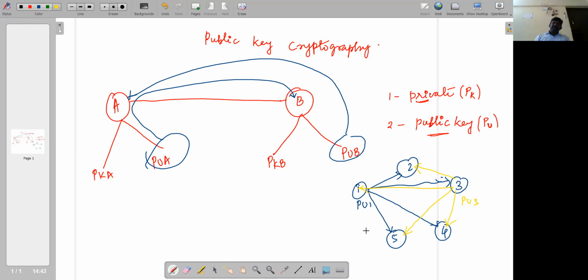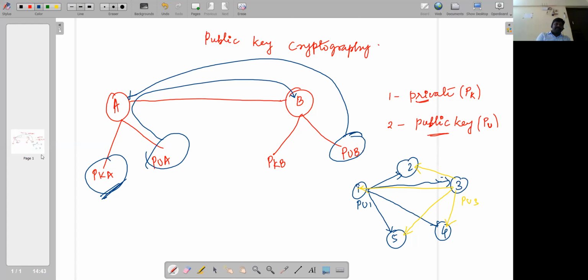When we talk about the public key, the public key of one user can be exchanged or shared with the other users publicly. The private key is a secret key, which is confidential and very secret. At any cost, the user will not share the private key with others, right?